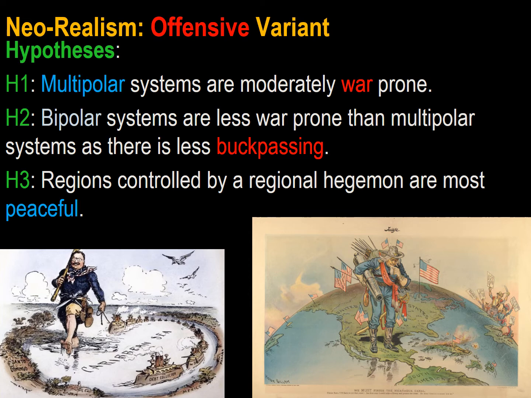In a bipolar system, there's no opportunity for that. There are only 2 sides. But in a multipolar system, there's lots of opportunity to avoid a confrontation until later, in the way that France and the Soviet Union were both avoiding having a common cause and a common deterrent policy against Nazi Germany. Hypothesis 3. Regions controlled by a regional hegemon are the most peaceful.